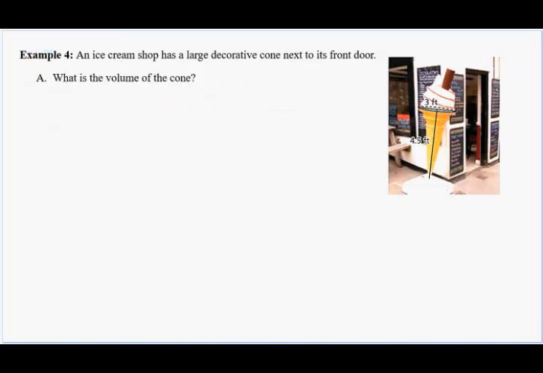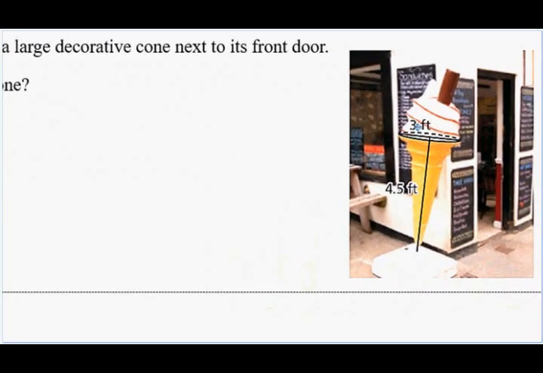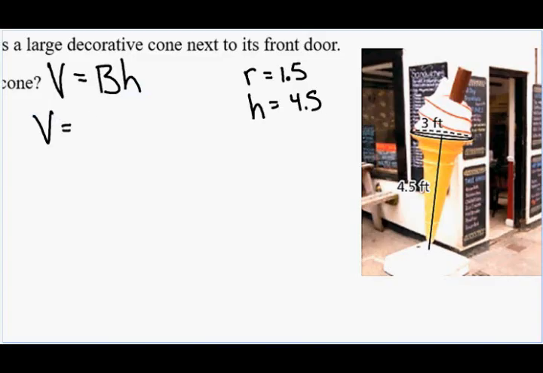All right, in example 4, we've got an ice cream shop with a large decorative cone out front. What is the volume of the cone? If I blow the picture up so we can see it a little better, the diameter of the cone is 3 feet. So that means the radius of the cone will be half that, 1.5. The height of our cone is 4.5 feet. And now we can start plugging into our formula. Again, our basic formula is capital B times H. But I'm going to take out the capital B and replace it with pi r squared because our base is a circle. And we'll multiply that by the height.